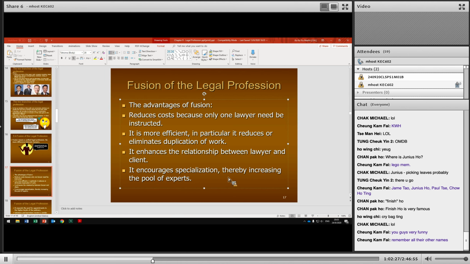And also it encourages specialization, thereby increasing the pool of experts. If all the lawyers can do litigation, of course we can expect some lawyers who don't want to do litigation work may specialize in some non-litigation work, for example, conveyancing or commercial cases, etc. If you allow all the lawyers to have rights of audience, they will also specialize by themselves. Even though legally speaking, someone is allowed to appear in court, he may not like it because he has no interest in litigation. He still prefers to be a commercial lawyer, drafting documents for the client, etc., etc.